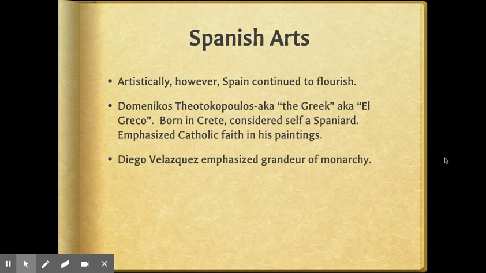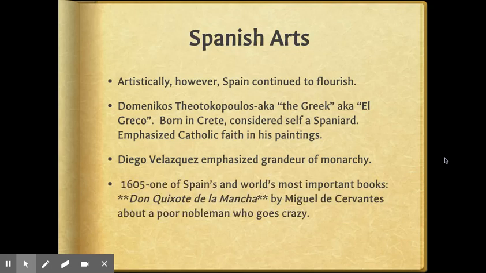Diego Velázquez emphasized the grandeur of the monarchy. He was actually paid by the monarchy and the royal family to paint the royal portraits. He wasn't always super supportive of the monarchy, so in a lot of his paintings, you can see where he is subtly casting shade towards them. And we'll see one in a second. But it's satire, and it's hard to tell if you don't know a ton about the Spanish monarchy.